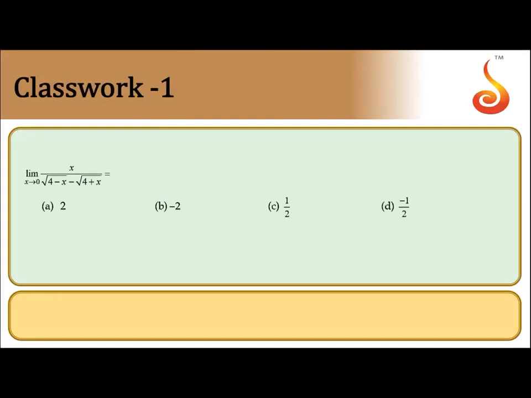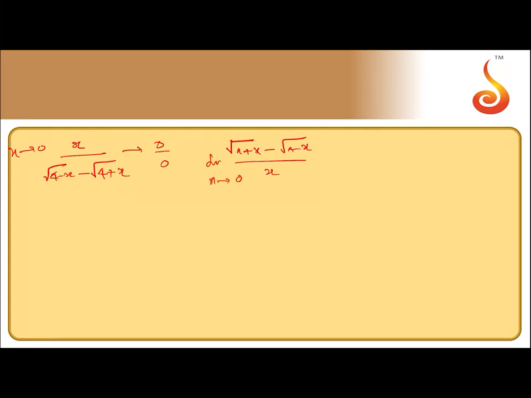The first problem: limit as x tends to 0, x divided by square root of 4 minus x minus square root of 4 plus x. Definitely as x approaches 0, it is in the form of 0 by 0. Now remember there is one formula: limit as x approaches 0 of square root of a plus x minus square root of a minus x divided by x is nothing but 1 by root a.